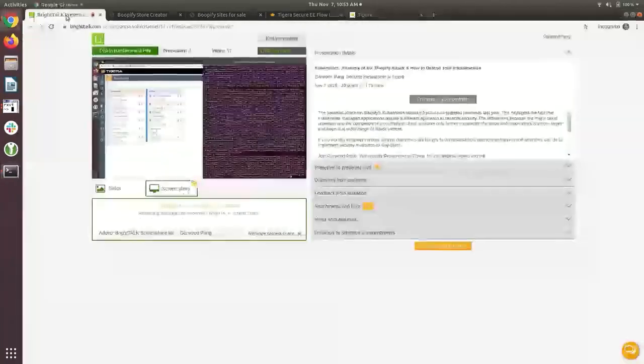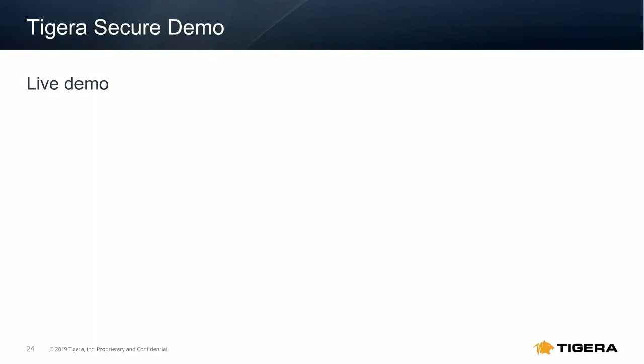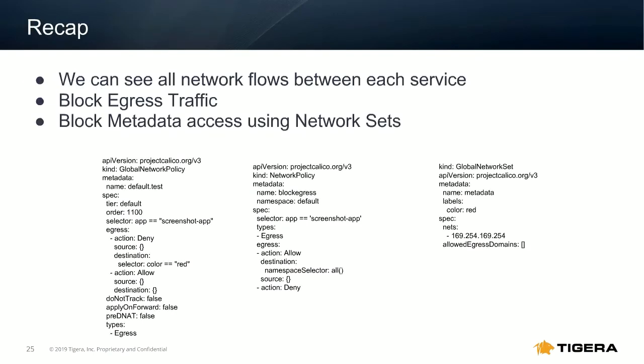So back to the slides. To recap, what we did on Tigera Secure, we saw the network flows between the different pods and services using our Kibana service. We then used the network policy GUI to create a policy to block egress. Then we double checked it by exec into the screenshot app and trying to reach Google and the metadata service. We then removed that policy and added a new policy to just block the metadata service by using a network set.